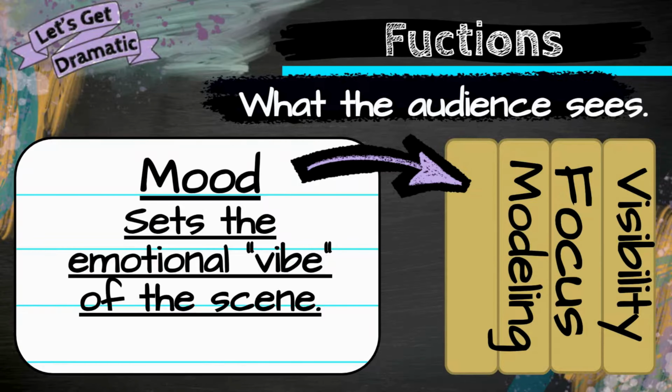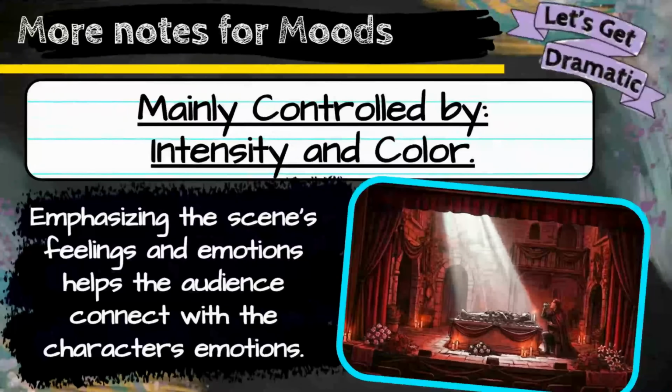Mood sets the emotional vibe of the scene. So it's mainly controlled by intensity and color. Emphasizing the scene's feeling and emotion helps the audience connect with the character's emotions.